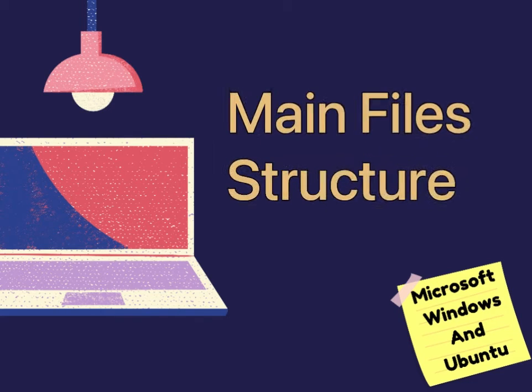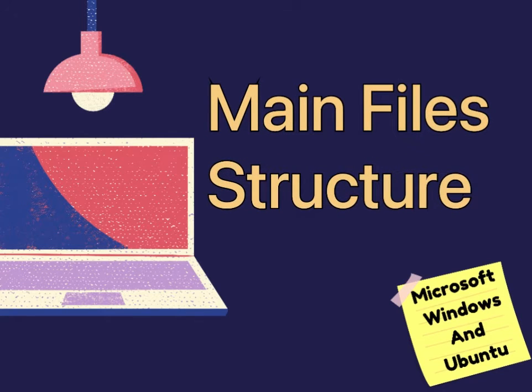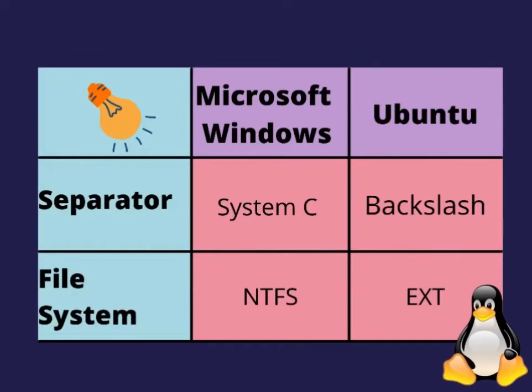Next, I want to present the main file structure between Microsoft Windows and Ubuntu. For the separator, Microsoft Windows uses a system drive like C, and Ubuntu uses a slash. For the file system, Microsoft Windows uses NTFS, and Ubuntu uses ext.